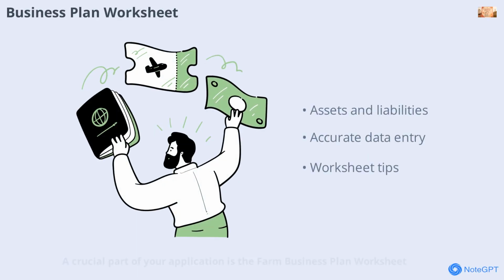A crucial part of your application is the Farm Business Plan worksheet, specifically the balance sheet section. This form collects information about your assets and liabilities, which is used to make loan and servicing decisions. Completing this worksheet accurately is vital, as it gives the agency a clear picture of your financial standing. We'll walk you through the main sections and provide tips for filling it out effectively.